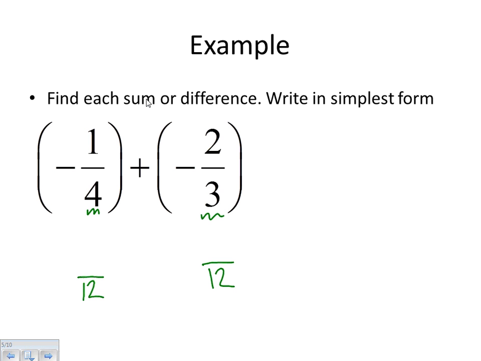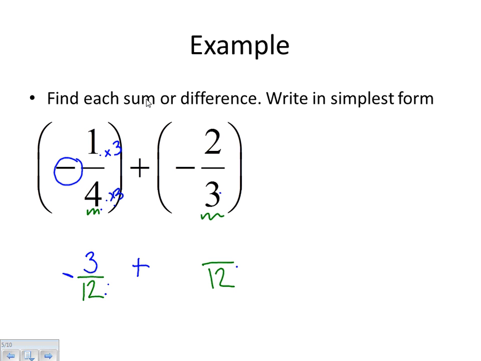Okay, then we ask ourselves, well, how do I get from 4 to 12? Well, I can multiply by 3 on the bottom and multiply by 3 on the top. So 4 times 3 is 12. 1 times 3 is 3. Also, we have this little negative over here, so don't forget that guy. Plus, now we have 3 and 12 here.